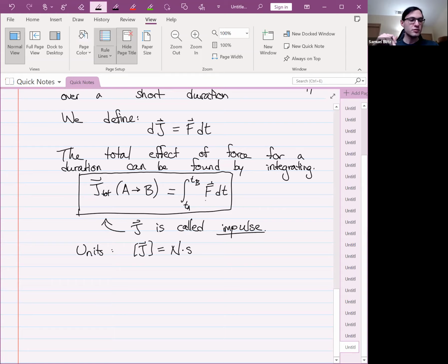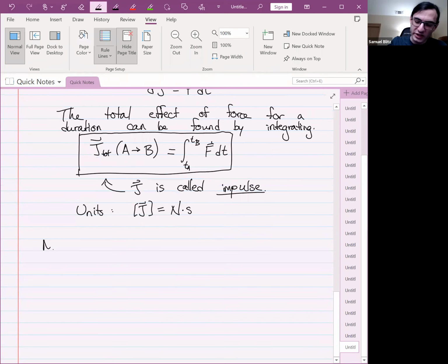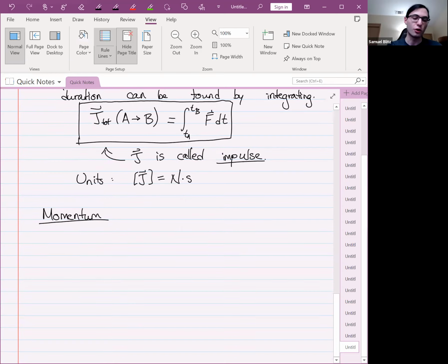So a priori, this is just a thing, and we don't yet understand how it relates to the motion of the object. Just like work, we don't care about the work done on an object until you know that the work is related to the kinetic energy, because then that tells you how the speed changes. We don't care about impulse. We care about how impulse affects an object's motion. So we want to relate it to the object's motion somehow. So that's what we're going to do. To do that requires a calculation that will lead us to a thing called momentum.